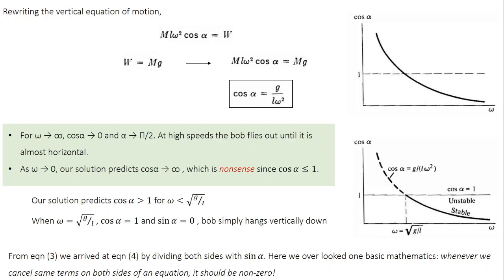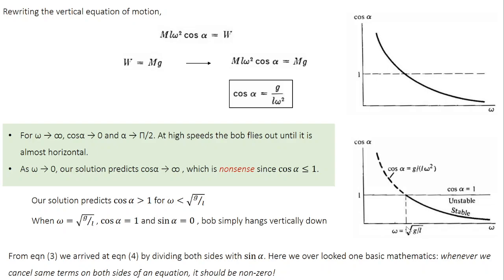So what we do is we need to do a more detailed analysis of the solution. So let's see what happens at the point cos alpha equal to 1. Because according to mathematics, this is the maximum value alpha can attain. Right? So when cos alpha equal to 1, from this equation I can write g by L omega square equal to 1, or omega equal to square root of g by L. So this is a decisive point for me.